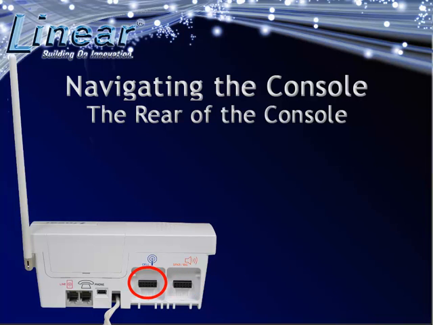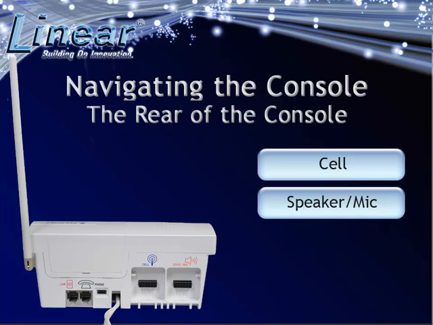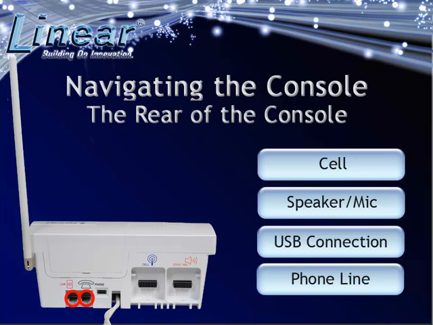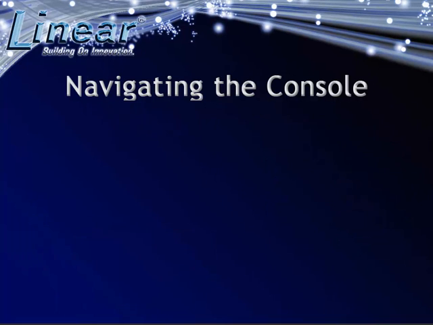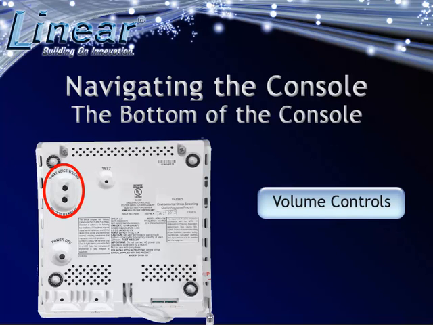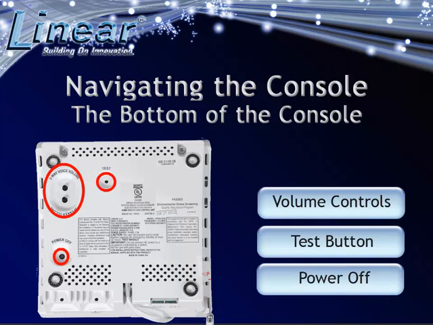The one on the left is for the cell, and the one on the right is for the wireless remote speaker microphone. To the left of the optional module areas, you will find both the USB programming connection and telephone line connections. At the bottom of the console, you will find the volume controls for the two-way voice and speaker volumes. You will also find the console test button and the power off button.